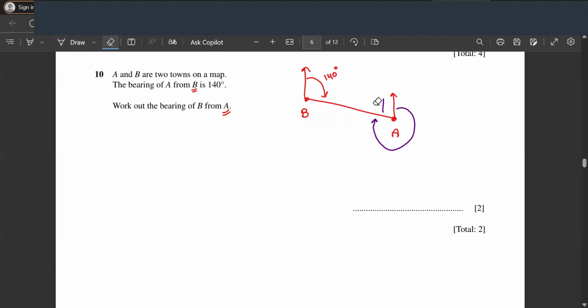Again. Now I have the bearing of A from B. So here is 140. If he wants the bearing of B from A, that means I am going to look from A to B. So I am going to look here clockwise until I reach B. Okay, how to get this angle?